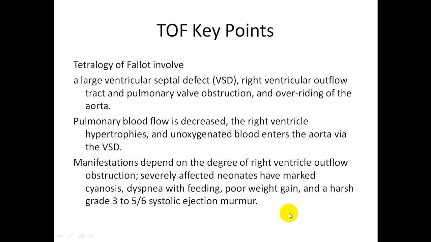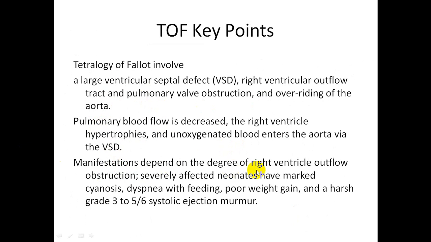The key point: tetralogy of Fallot has a large ventricular septal defect, right ventricular outflow tract and pulmonary valve obstruction, and overriding of the aorta. That's right, pulmonary blood flow is decreased. The right ventricle is hypertrophic and the unoxygenated blood enters the aorta via the large VSD.